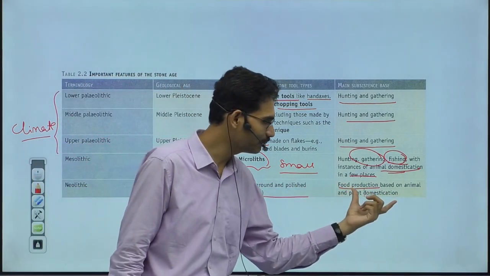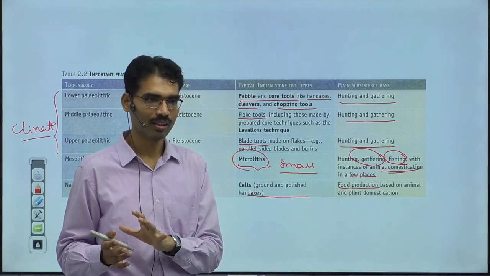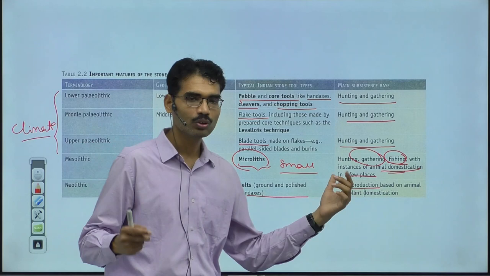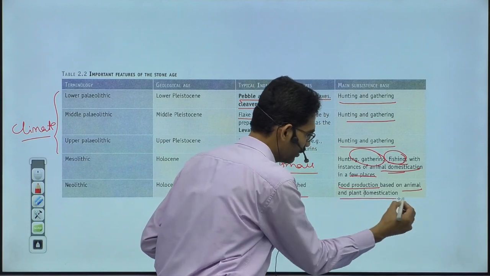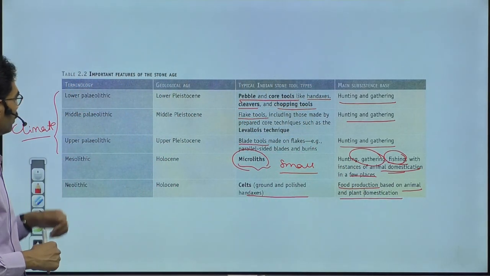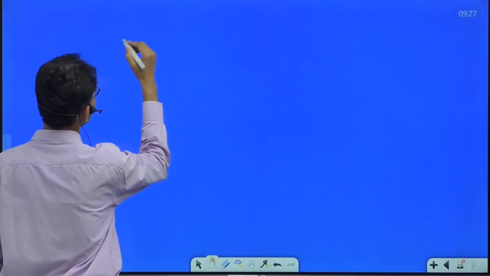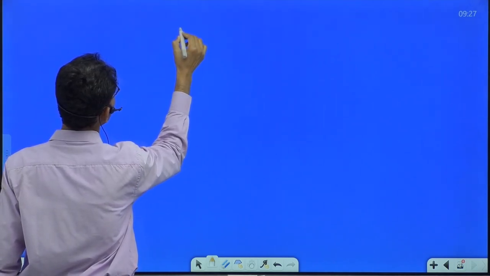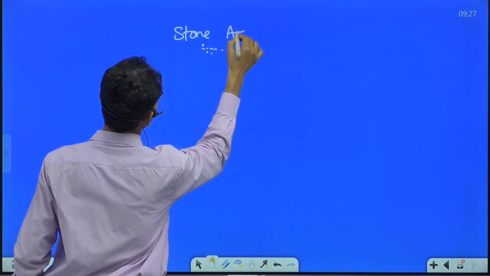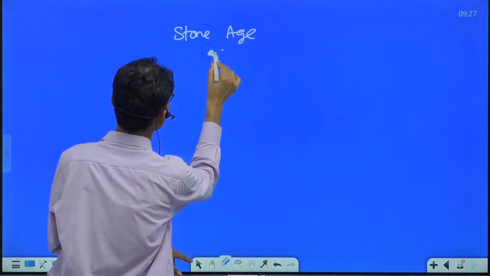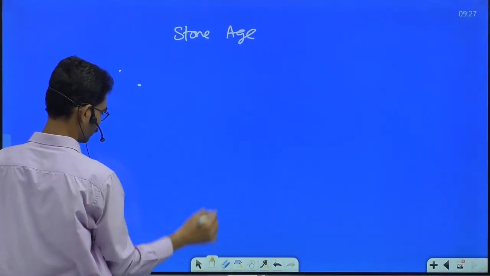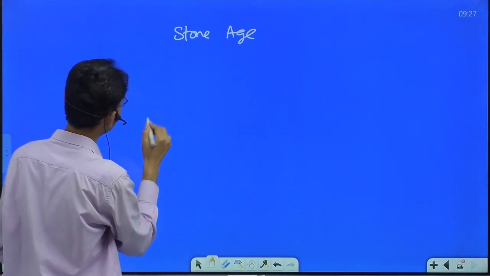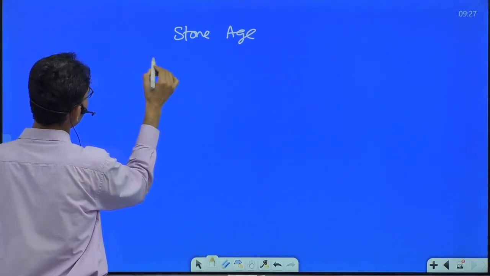Because once agriculture came, they got a lot of leisure time. And once leisure time comes, other human activities started emerging in the Neolithic time period. So food production based on animal and plant domestication. Let us make this diagram. I will broadly make it, and you can also do this. We'll make it like this.